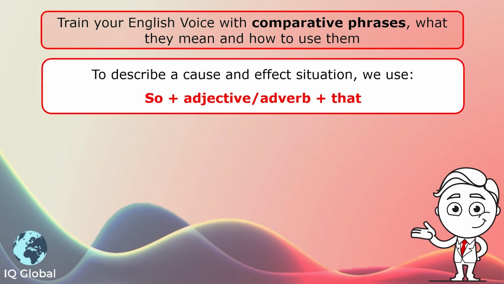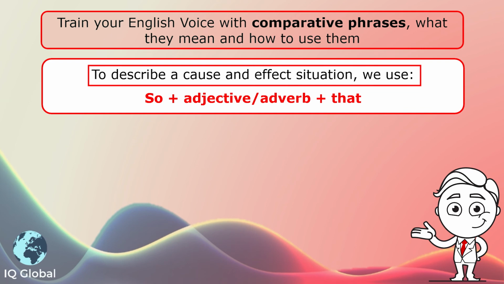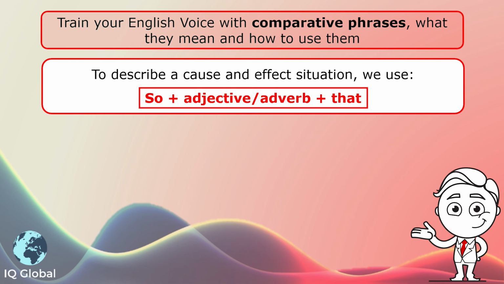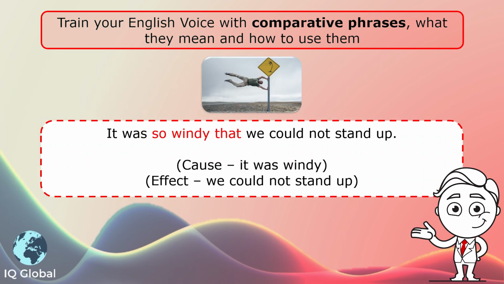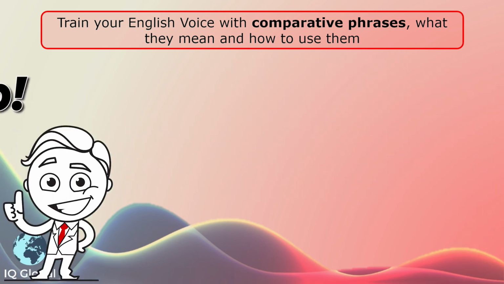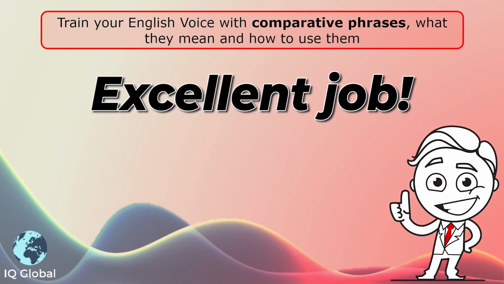And finally, to describe a cause and effect situation, we use so plus adjective or adverb and the word that. For example, like this picture, it was so windy that we could not stand up. What's the cause? The wind. It was windy. What's the effect? Like this picture, we couldn't stand up. And that's how we use comparative phrases.